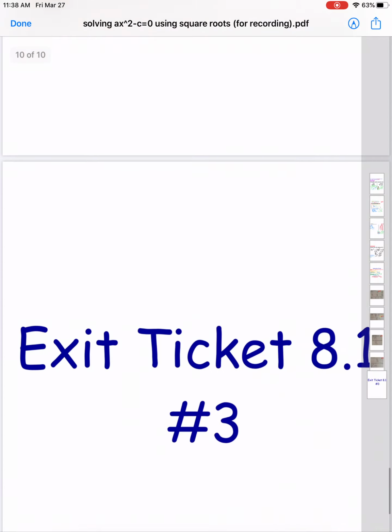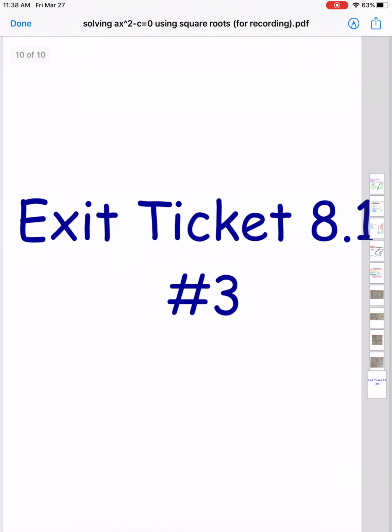Your last task of this lesson is to go back to exit ticket 8.1. This was posted last week. I also posted it again with this lesson, and please answer question number 3. You don't have to submit this exit ticket yet because we still have one more problem, but at this point you should be answering questions 1 and 2 from last week, and then now you are answering number 3.